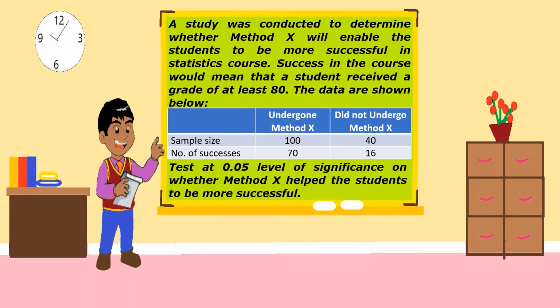A study was conducted to determine whether method X will enable the students to be successful in statistics course. Success in the course would mean that a student receives a grade of at least 80. The data are shown below. Under method X, there are 100 samples and number of successes is 70. Did not undergo method X, we have 40 samples and number of successes is 16. Test at 0.05 level of significance on whether method X helped the students to be more successful.